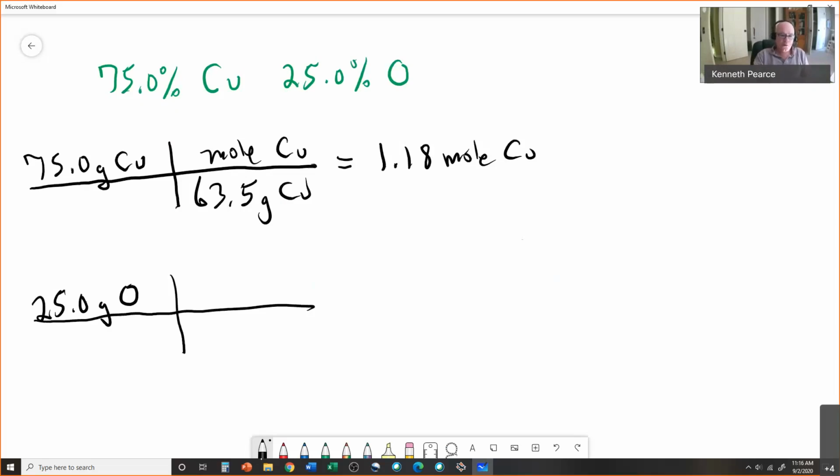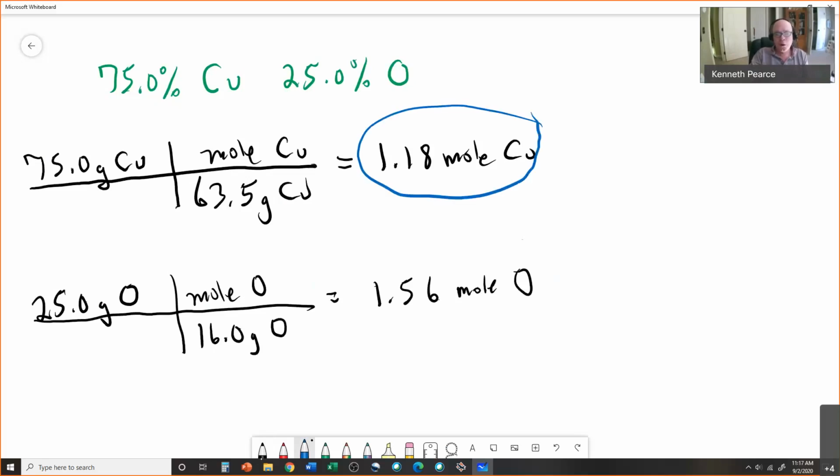Now we can do oxygen. I look on the periodic table and I see that a mole of oxygen is 16.0 grams oxygen. And we put that in our calculator. And so we go 25 divided by 16, and I get 1.56 mole oxygen. Now, we're going to divide by the least number of moles. What's our least number of moles? Least number of moles is the 1.18. So we're going to divide everything by 1.18.